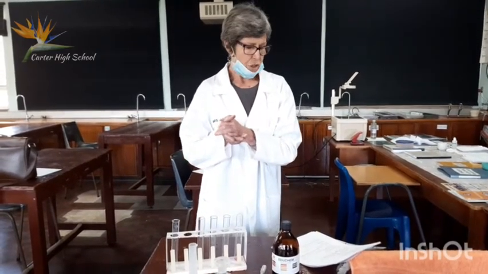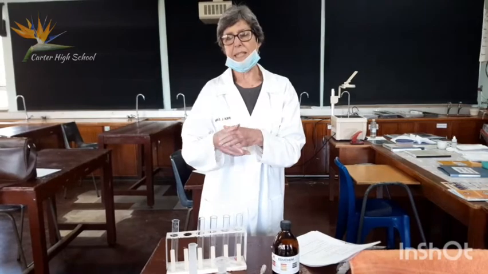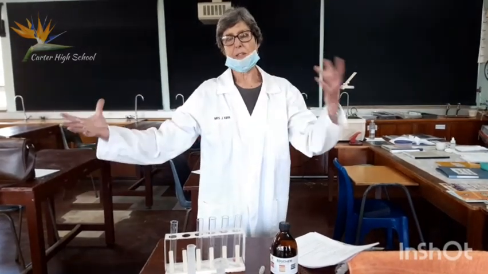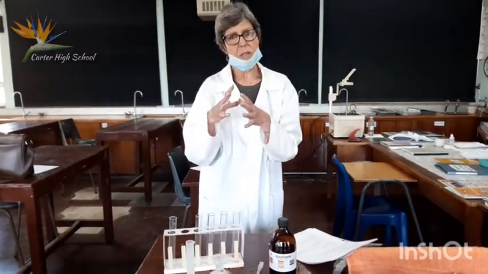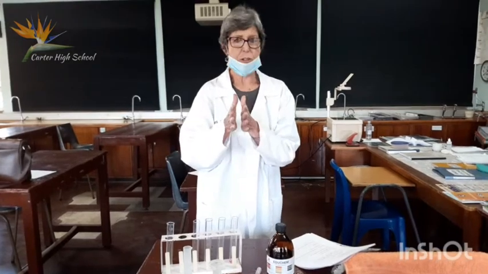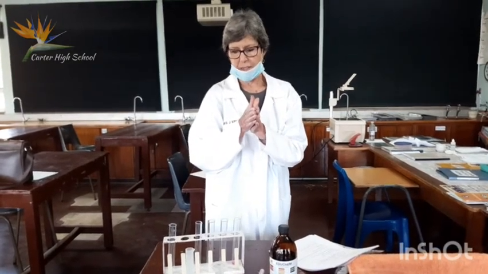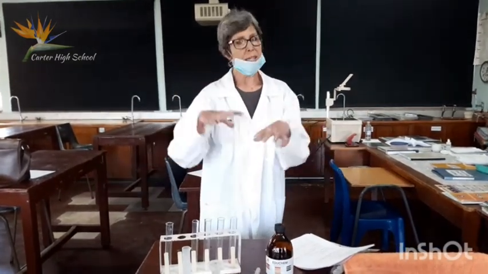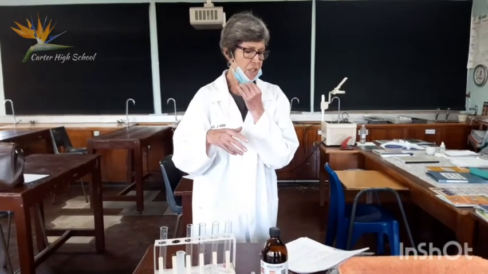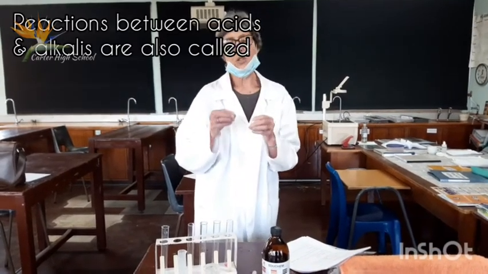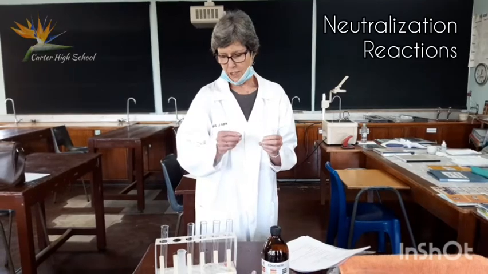If you react the two, they're like opposite ends of the scale. It's like taking a negative integer and adding it to a positive, you're going to come closer to 0. And 0 is like your neutral point, like 7 on the pH scale. So they're going to neutralize each other. So these reactions of acids and alkalis are also called neutralization reactions.